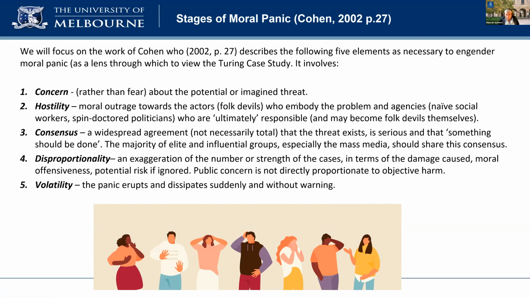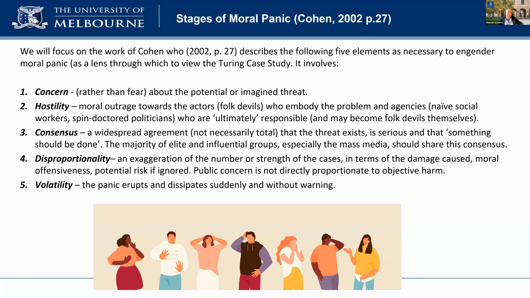And then that concern can sometimes turn into hostility. So an outrage about the fact that this person working in high levels of government was doing something that was against the law. Consensus, a wide agreement that the threat exists, is serious, and that something has to be done. Disproportionality. So the situation is treated with a ridiculous amount of disproportionality in terms of what was happening and then what the outcome was. And then the last stage there is volatility. So the panic erupts. And then it does dissipate suddenly and without warning.